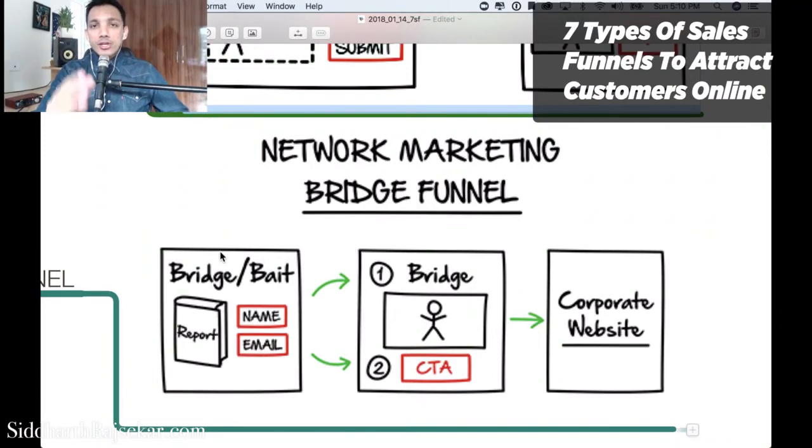Okay, so let's say you're promoting a company, like Amway or Herbalife. You need to have a main page, what we call a bridge or a bait page, where you can give away a free report. You can say, 10 ways to lose weight quickly, or something like that. People give their name and email and download the free report. Okay, they download the report and they get to a bridge page.